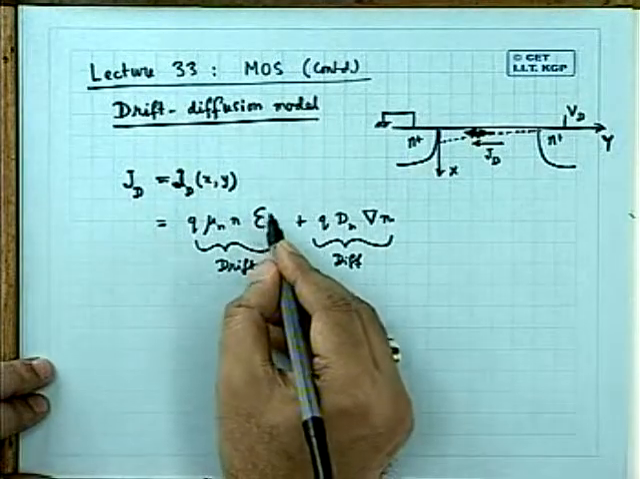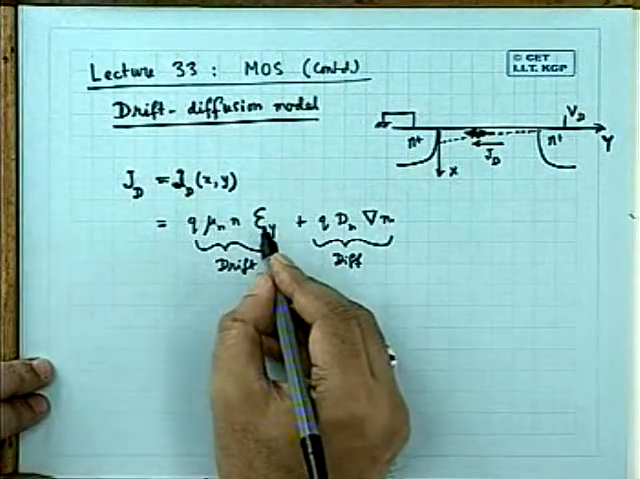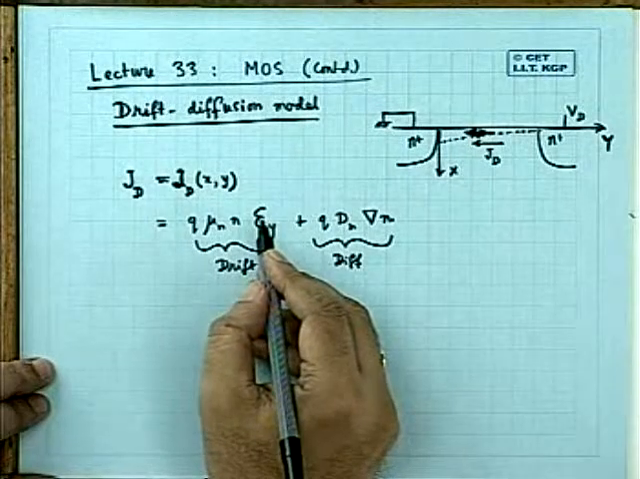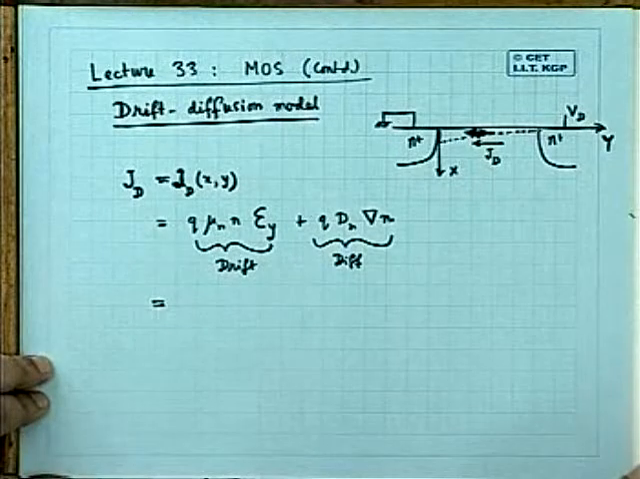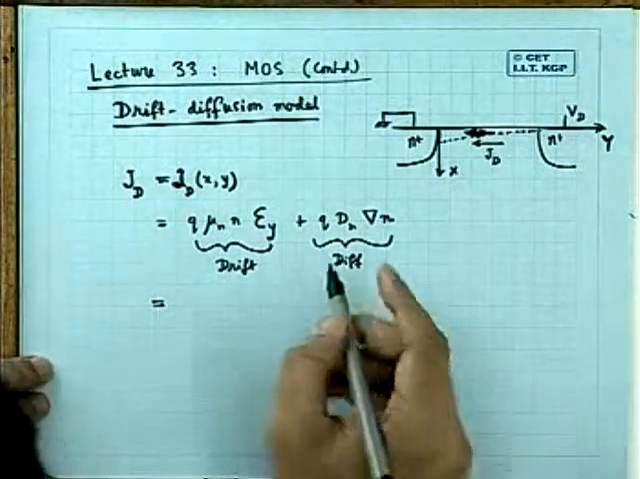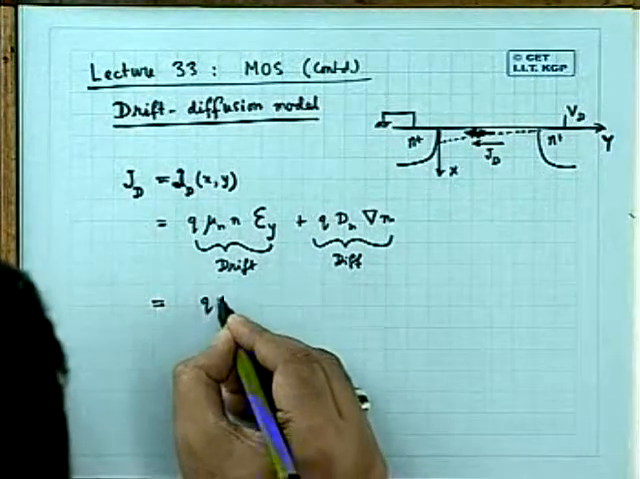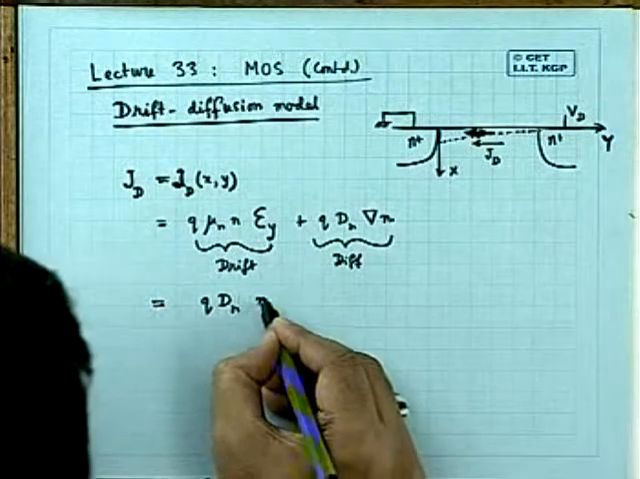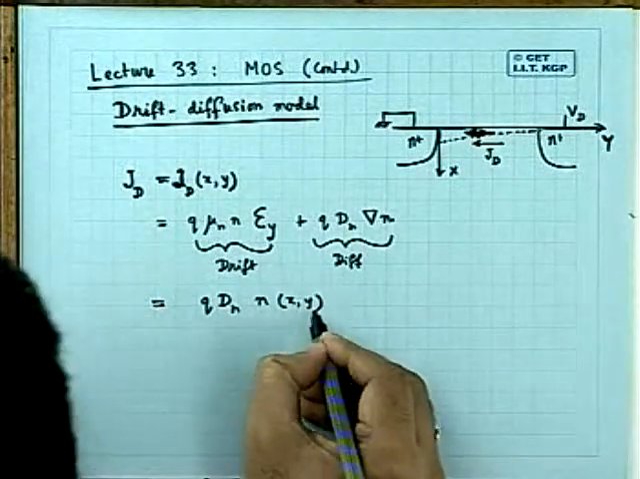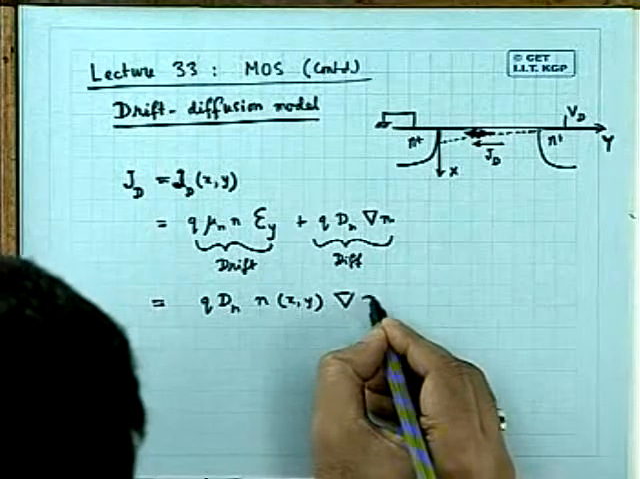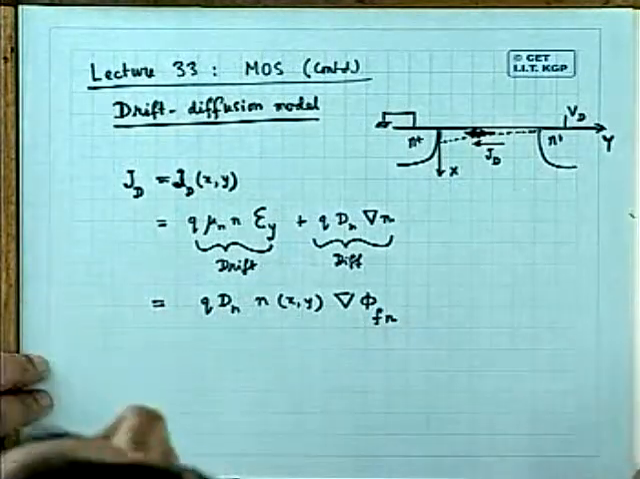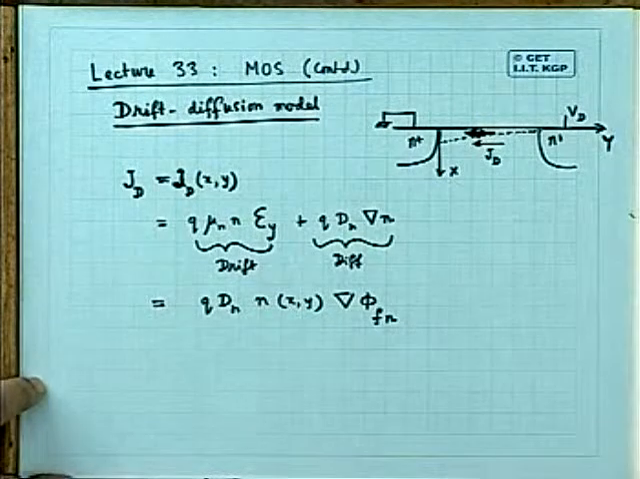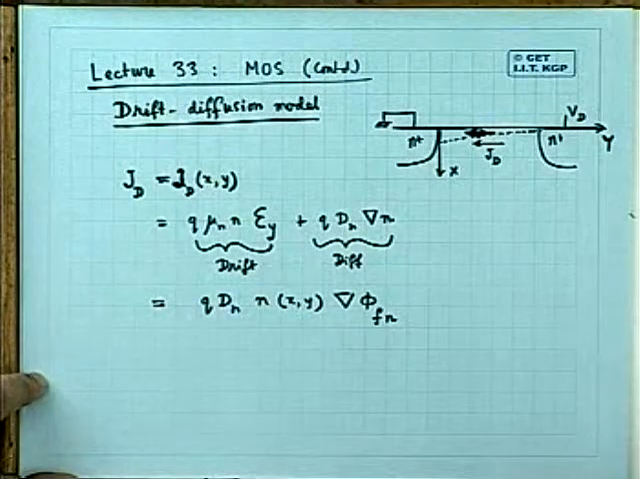But I could write it as grad phi also, grad potential also. And the whole thing, if you remember the quasi-Fermi level approach, this can also be written as Q dn nxy into grad of the quasi-Fermi level for electrons. We called it phi n earlier. I'm calling it phi fn.